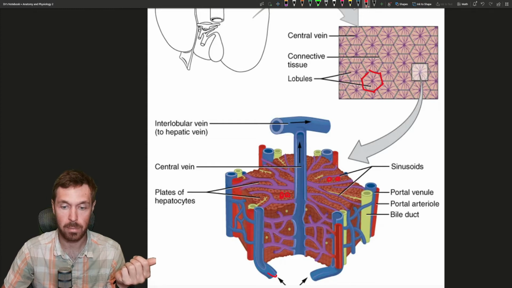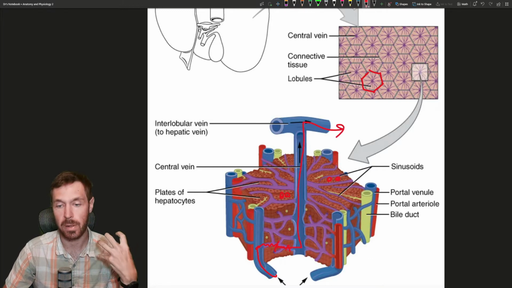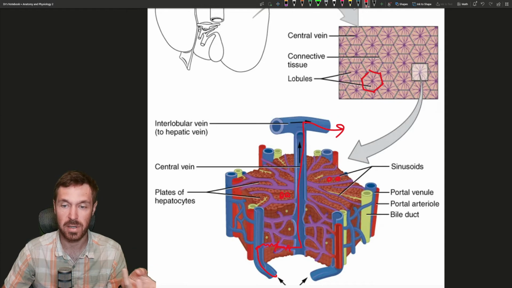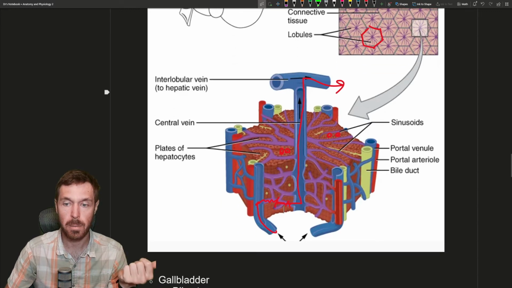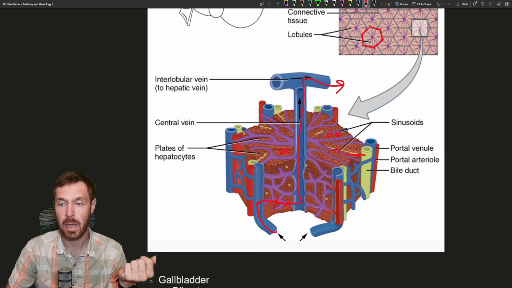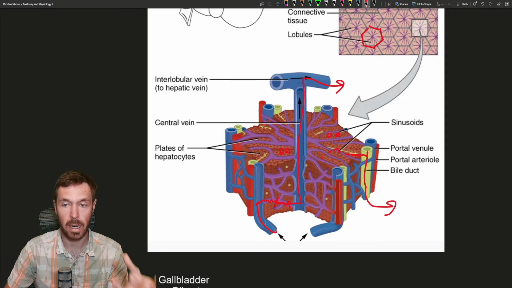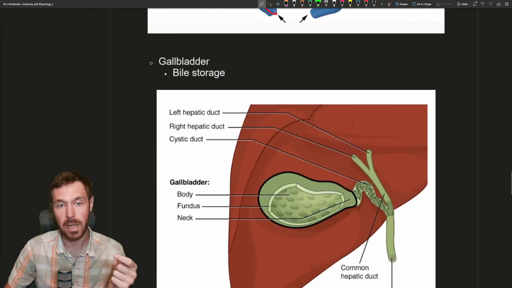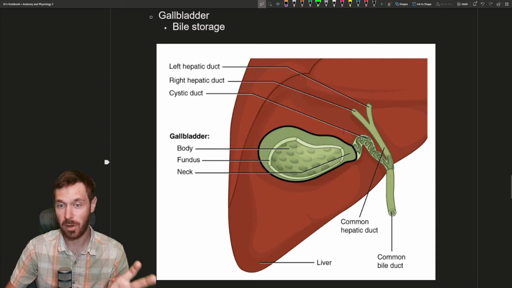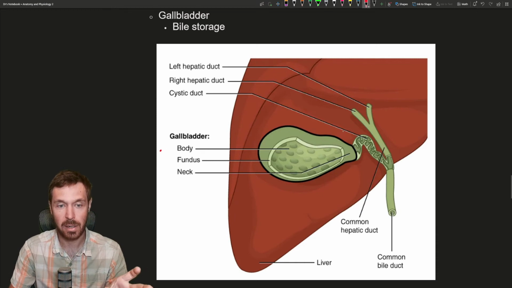And so when blood moves through, it gets filtered, because the liver is important for filtering blood, and then it goes out and out. But that's just the importance of the liver itself for detoxifying and looking at your blood. But also it produces bile. So these hepatocytes also produce bile, which comes out and then drains out the bile duct. So bile, again, is produced in the liver, but it's not stored there. It's stored in this little, usually it's always green on models, sac called the gallbladder.